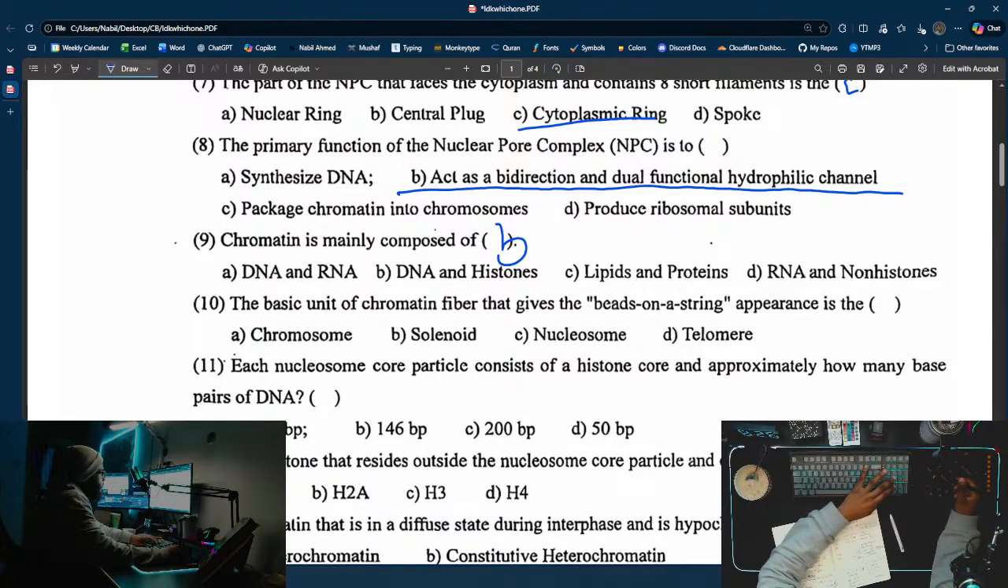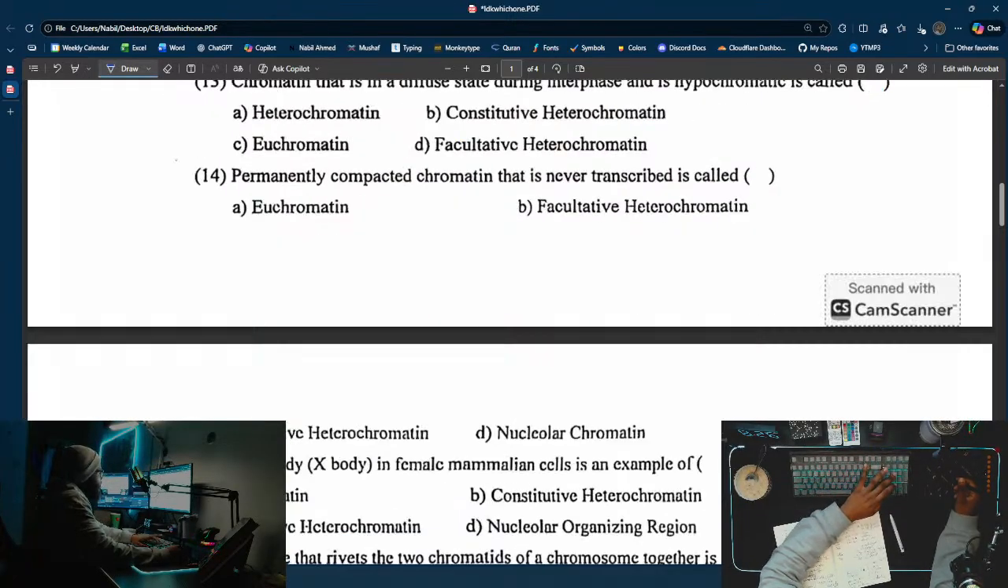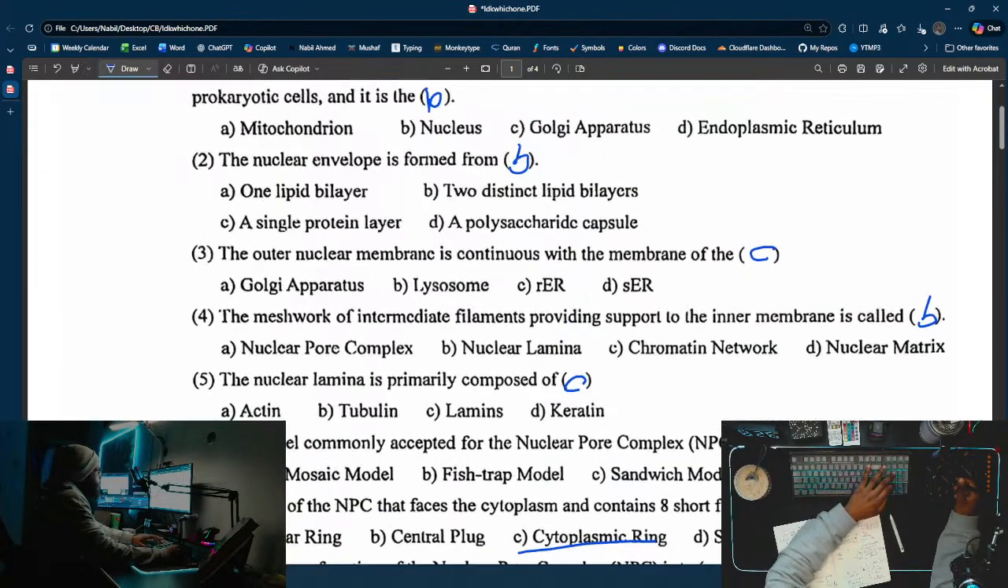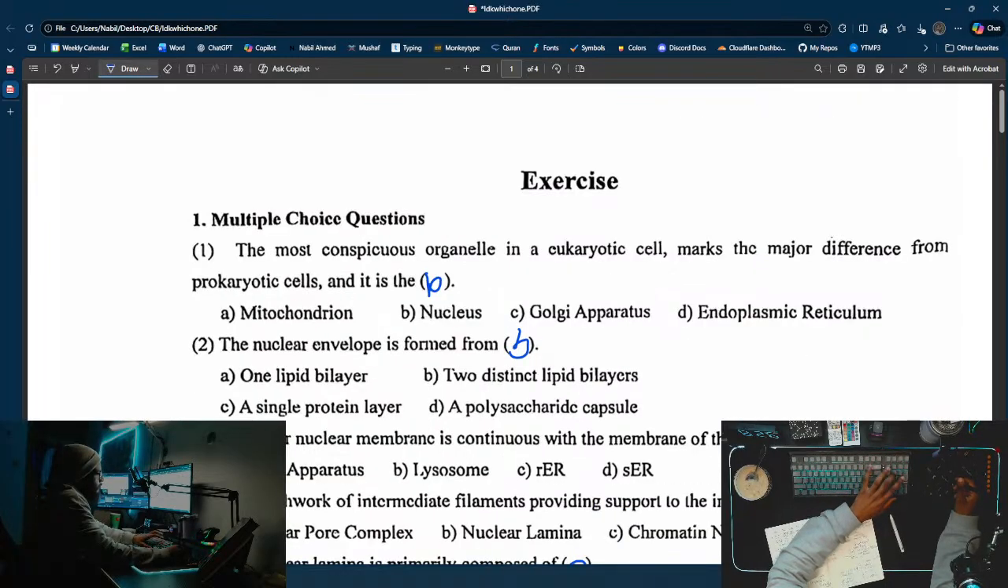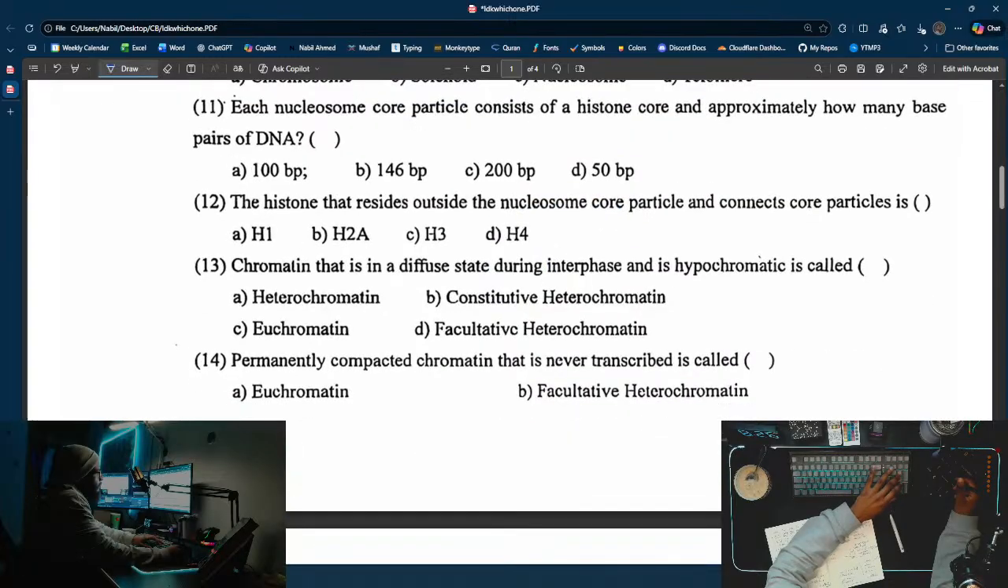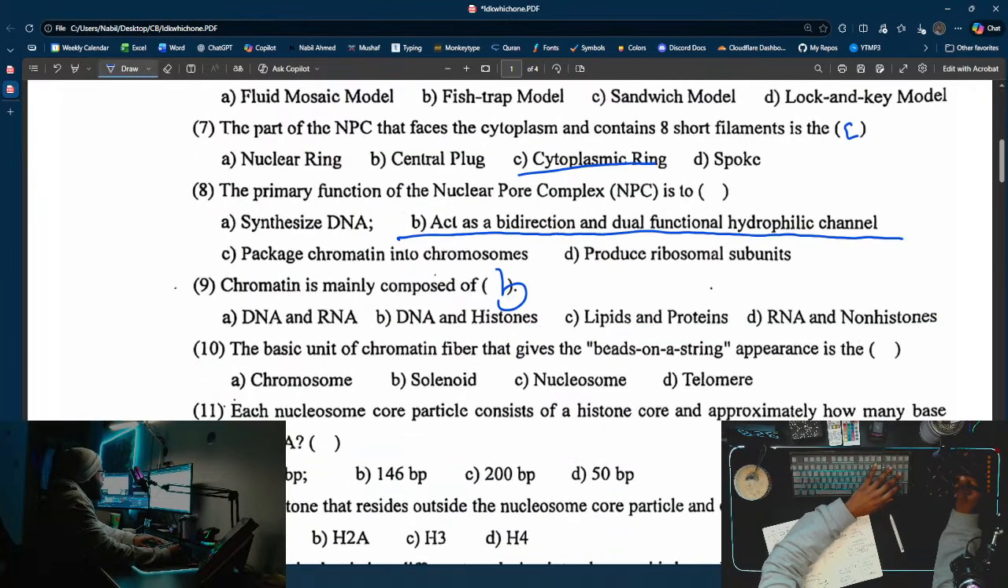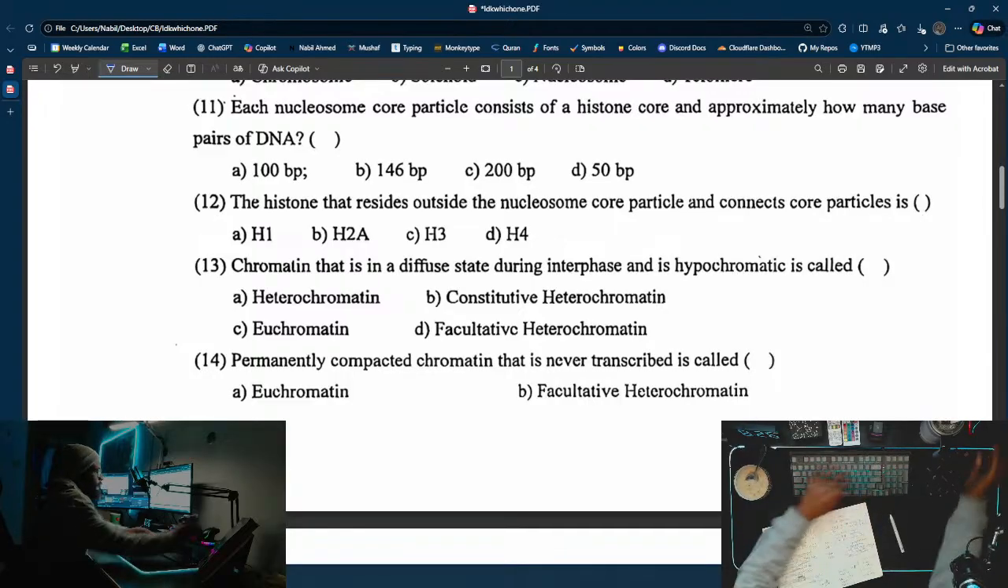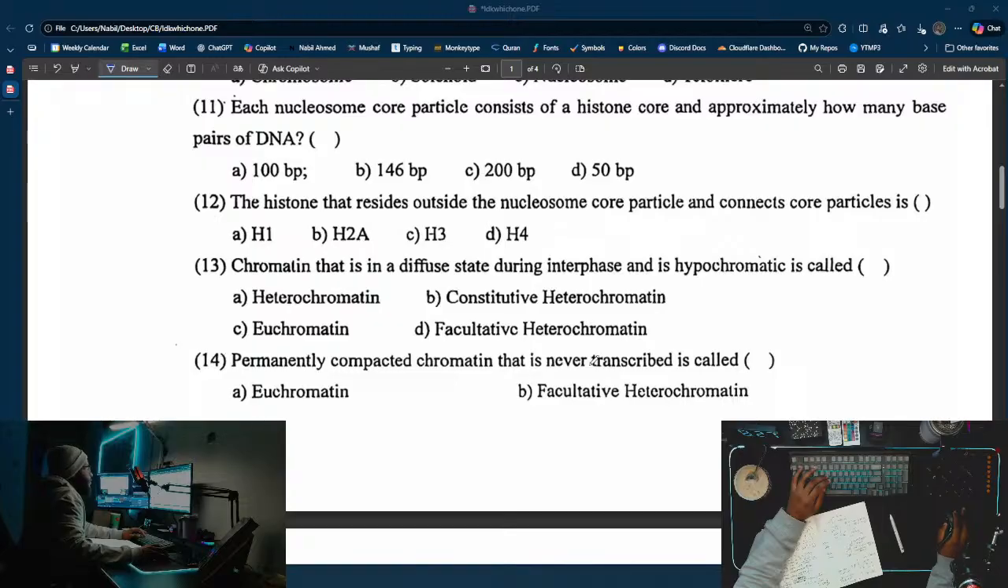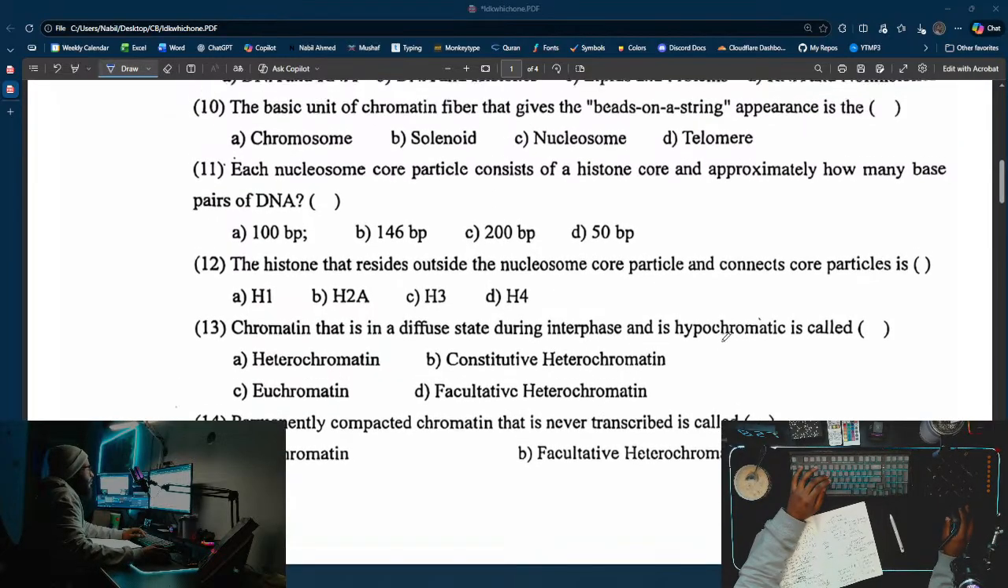Page down. Okay. Not very useful, but okay. Anyways, we continue.